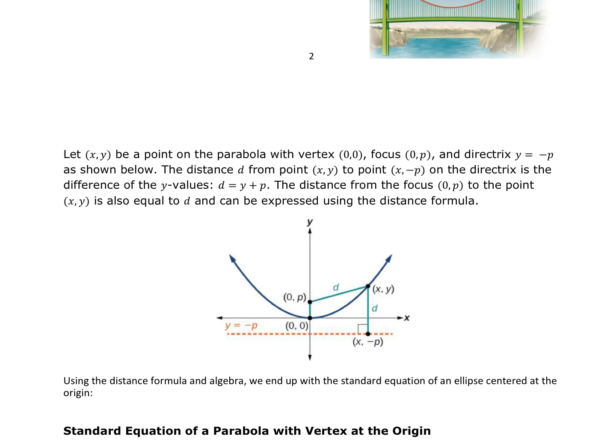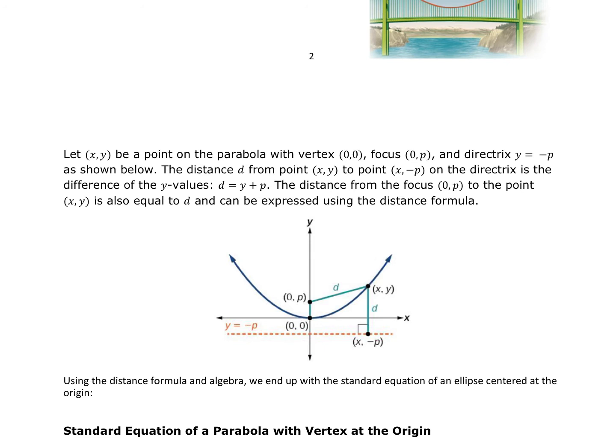So we're going to start with the vertex at the origin, so 0, 0 is where the vertex is. The focus is at 0, p. We're going to start with the parabola oriented up. The directrix is the line y is equal to negative p, because remember, the distance from the focus to the vertex is the same as the distance from the vertex to the directrix.